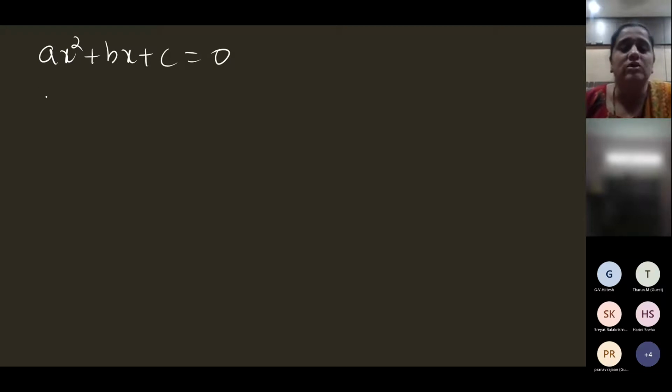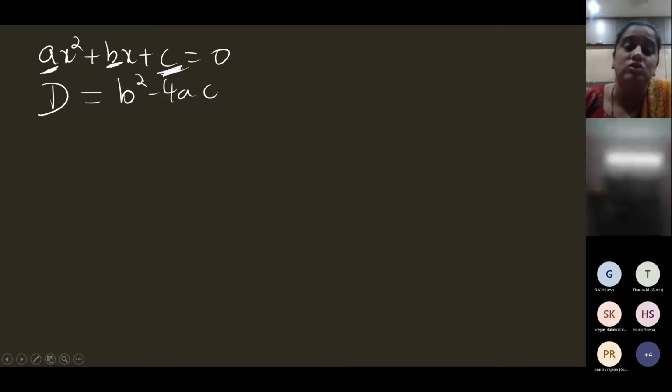All right. So we have something called the discriminant, given by the letter D, which is given by the expression B square minus 4AC. Now, what is A? The coefficient of X square. What is B? The coefficient of X. And C is the constant. So to get the values of A, B, C, you must have the equation in the standard form.